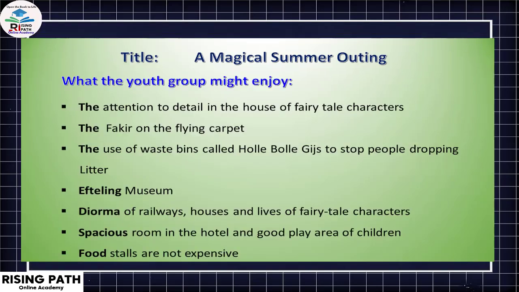According to the next content point, what the youth group might enjoy or what they might not enjoy. So we have the points from both texts. The attention to detail in the houses of fairy tale characters, the fairy tale tree which tells stories, the fakir on the flying carpet, the use of waste bins called Holle Bolle Gijs to stop people dropping litter, the Efteling Museum, dioramas of railways, houses and lives of fairy tale characters, Villa Volta, a spacious room in the hotel and a good play area for children. Food stalls are not expensive.